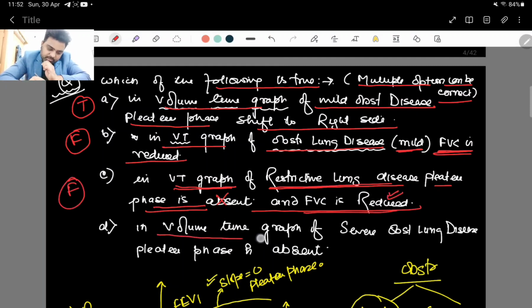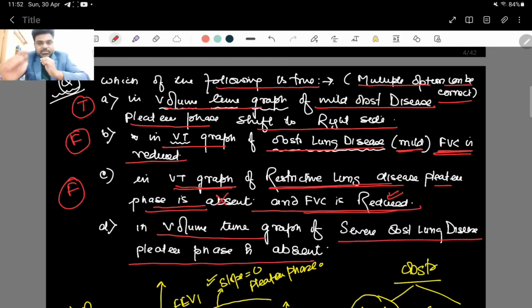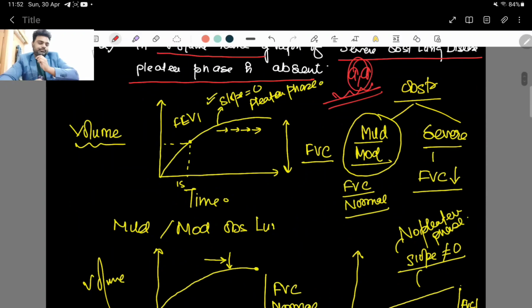Fourth, in volume time graph of severe obstructive lung disease, plateau phase is absent. Yes, I have told you that in mild to moderate, plateau phase will shift to the right side. In severe obstructive lung disease, plateau phase will be absent. So this is true. So option A and option D are true.